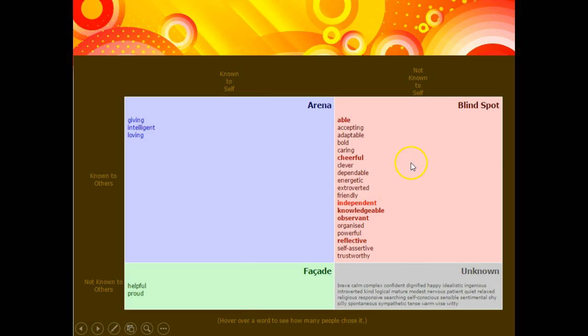Over here is the blind spot. These are the adjectives that other people use to describe me, but that I didn't use to describe myself. Over here is the facade. These are the things that I see and know about myself, but that other people don't see and know about me. And over here is the unknown. These are the words that I didn't use and other people didn't use to describe me.